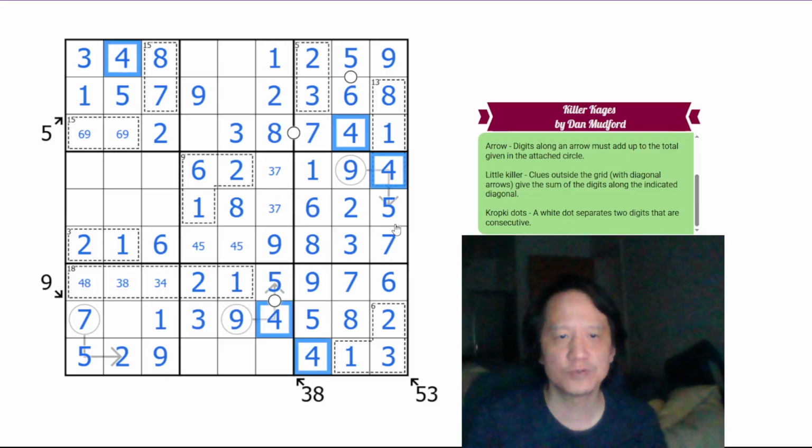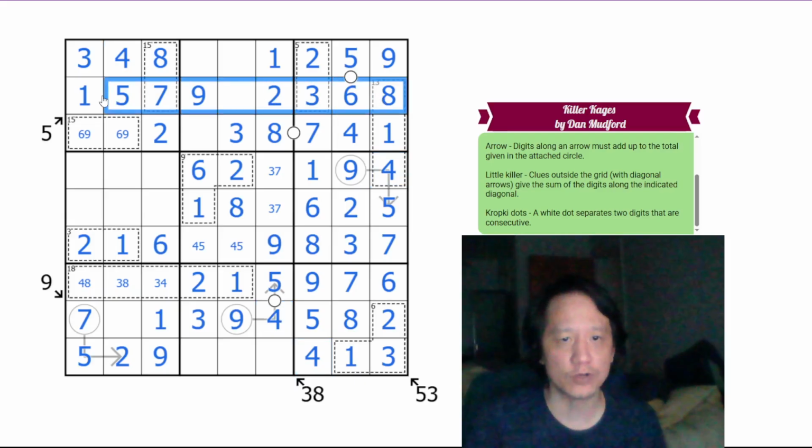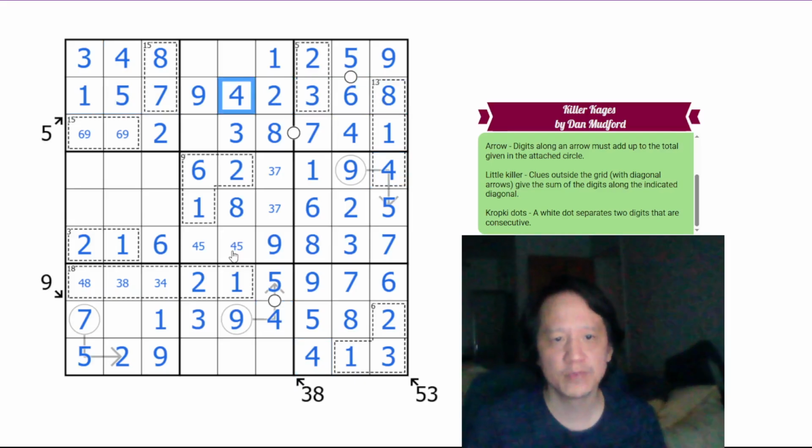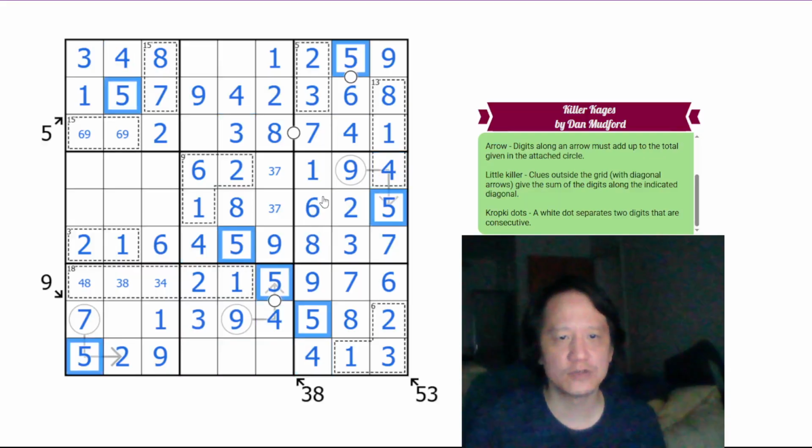So that's 3s. 4s, where's the 4 remaining in row 2? It has to be here. That eliminates 4 here, so it's 5, which makes that 4. We don't have any other extra information, so let's go to 5s.